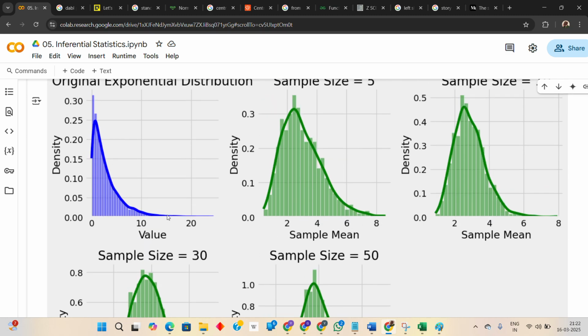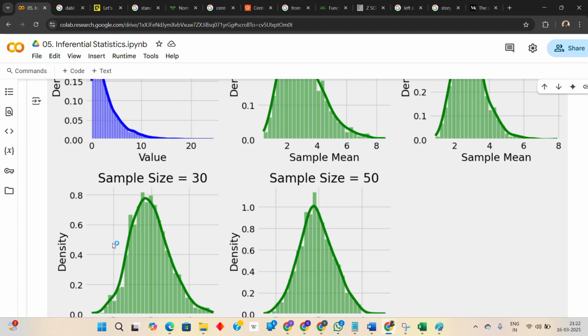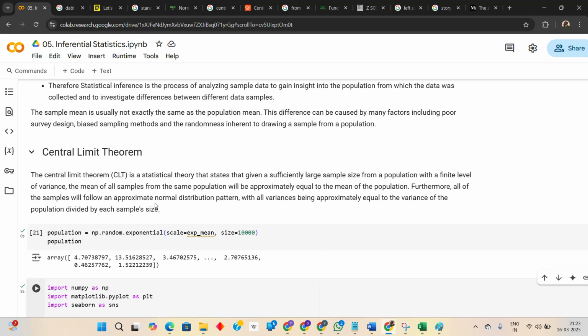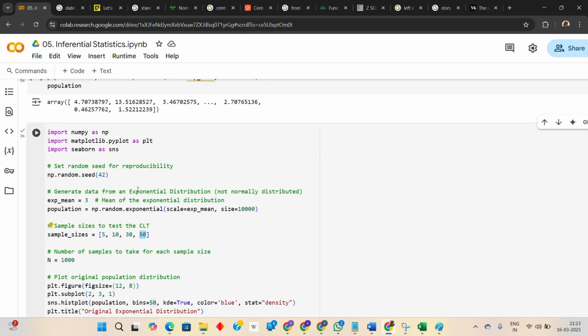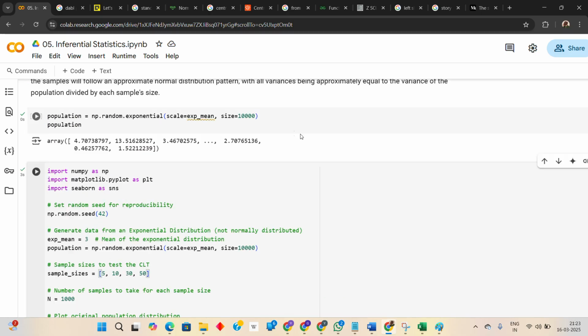This is exponential data, right? Earlier we have seen right skewed data. Similarly, this is also skewed, exponential. If we take 5 sample points, random 5 points out of this 10,000, and plot the histogram, we will get a normal distribution. 10, normal distribution. 30, normal distribution. 50, normal distribution. This is what the central limit theorem explains to us. Got it?